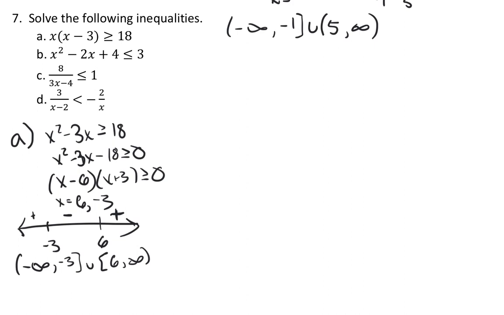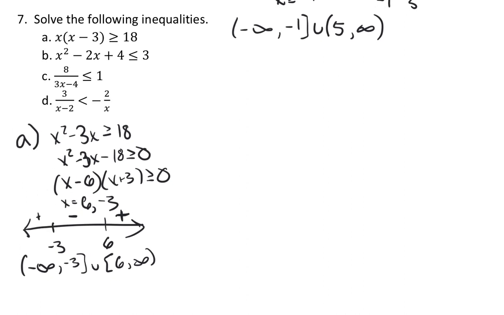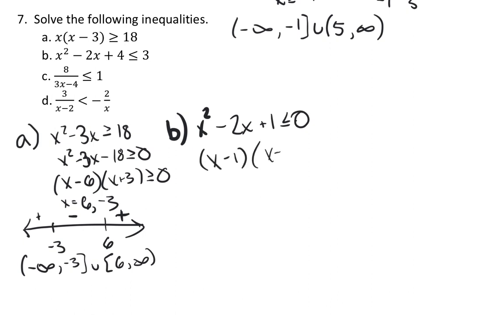So for part B, we're going to start by subtracting the 3 over and getting x squared minus 2x plus 1 is less than 0, and then that means that we can factor that into x minus 1 times x minus 1 is less than 0, and that means that we have x is less than 1.